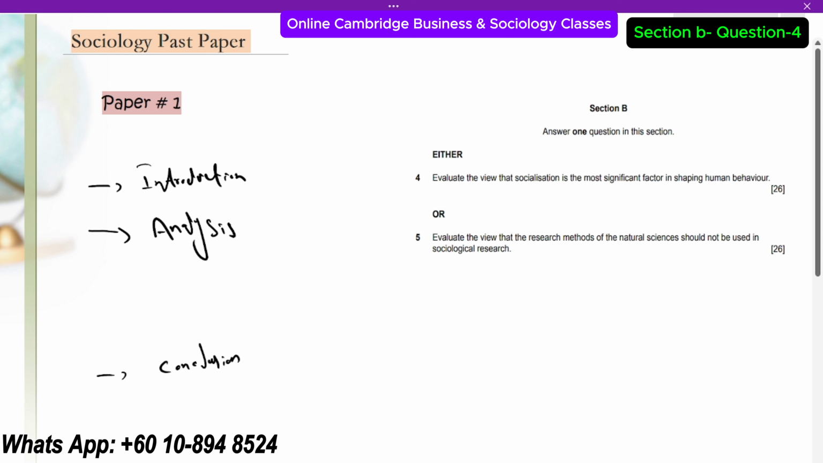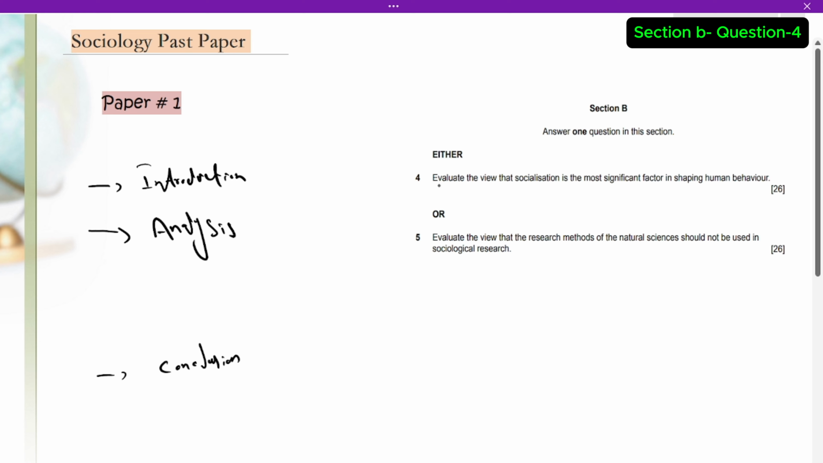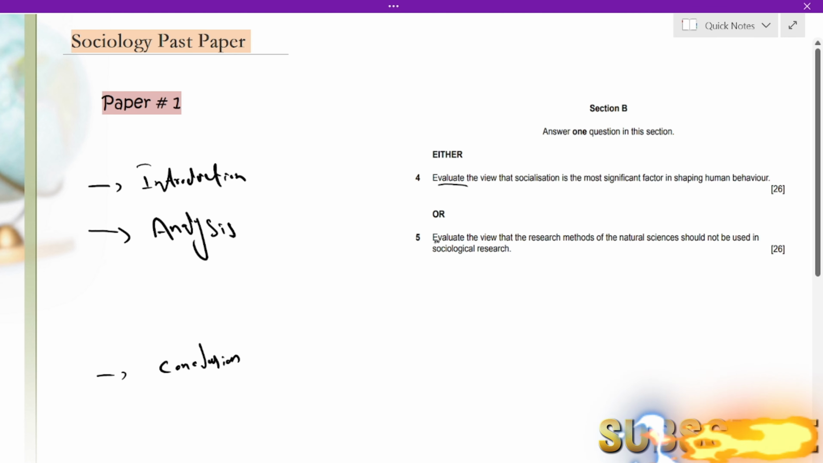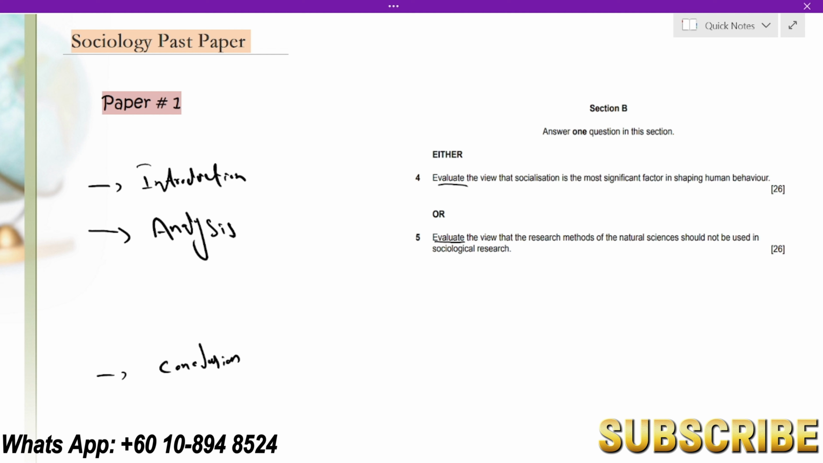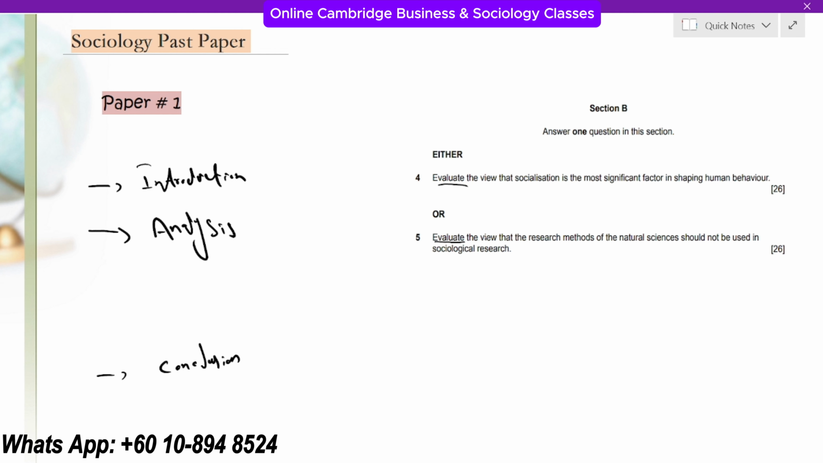Now, in the analysis part, if you see the question, both questions are asking you to evaluate. Whenever we evaluate anything, we must have both perspectives, meaning the positive side and the negative side. When we have both the positive and negative side, then we can evaluate in a better way which thing looks like the better one.